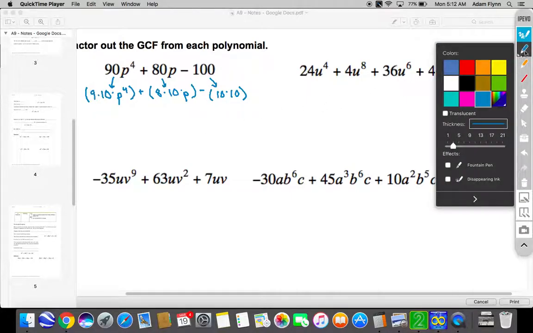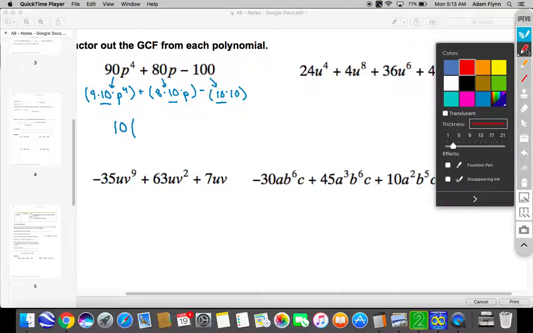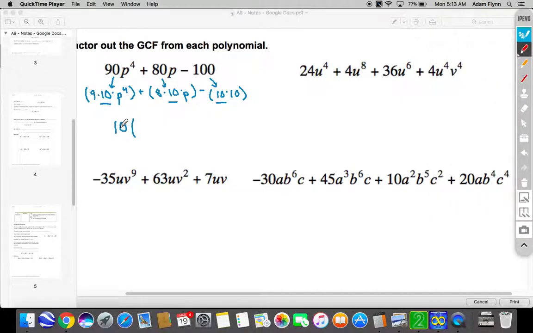So if I underline, I'll keep this color actually, all terms that are common, I'm just left with 10. So I know my GCF is going to be 10. So that means what I'll have to do is write what I'm left with once I take out my GCF or factor out my GCF. So I have my 10 here.